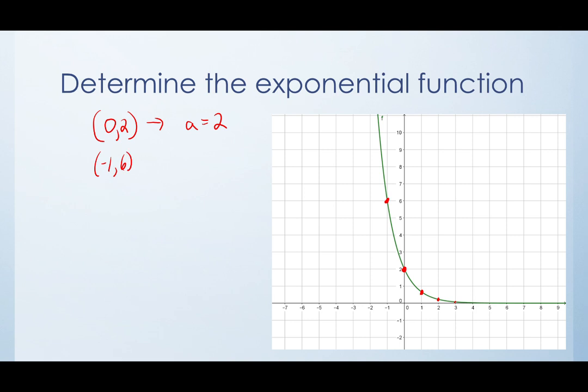Since we already know A, we can actually plug in. So we have 6 equals 2 times B to the negative 1. So 3 equals B to the negative 1. I'm going to write that as 1 over B. So B has got to be 1/3. So we've got 2 times 1/3 to the x.